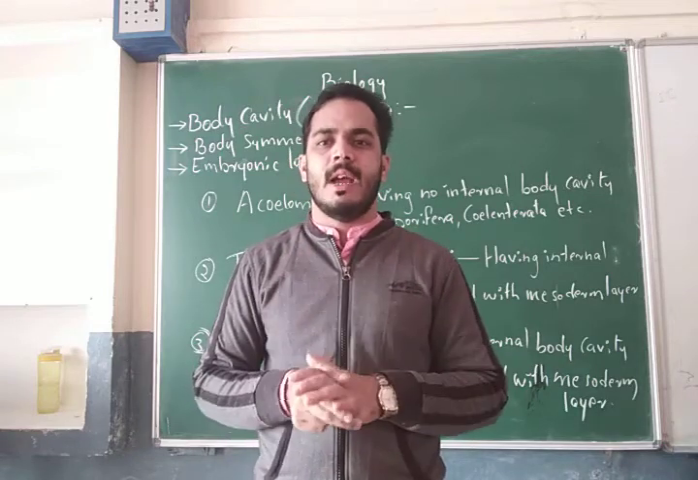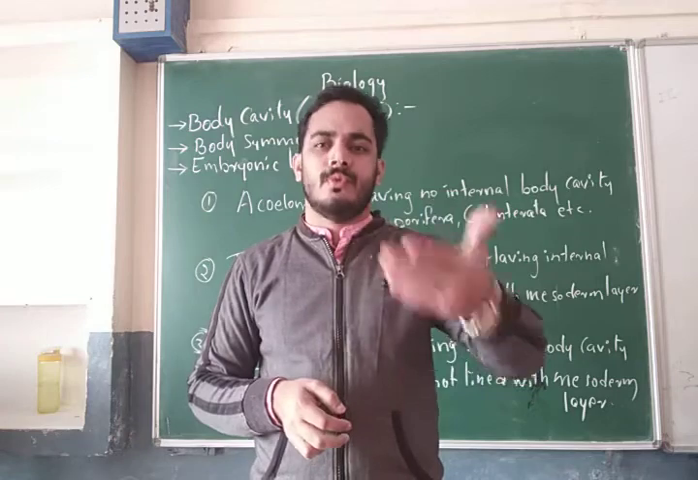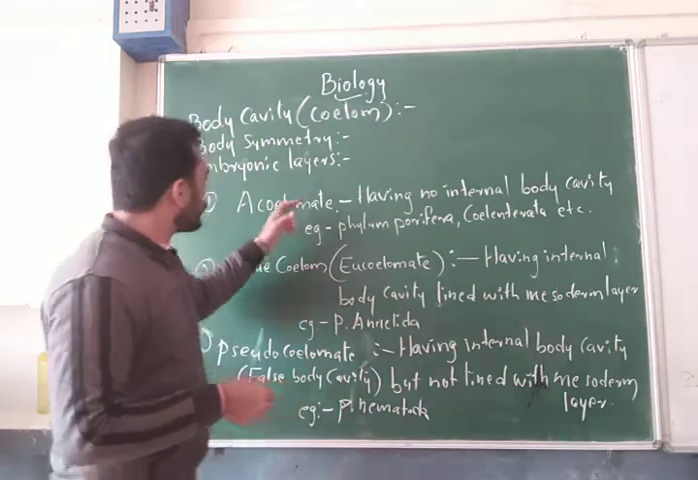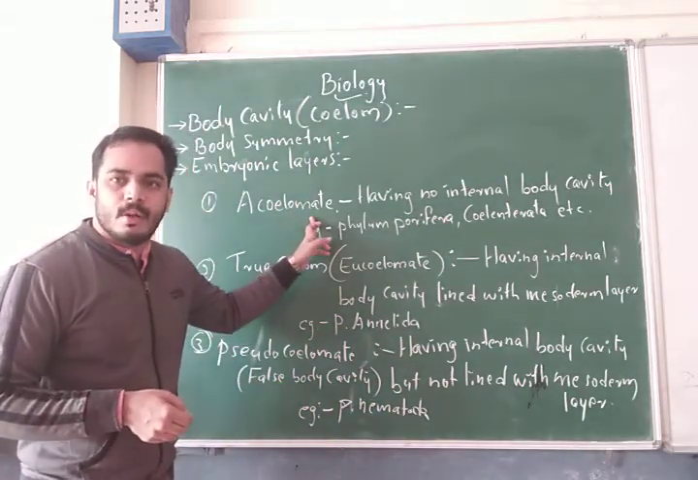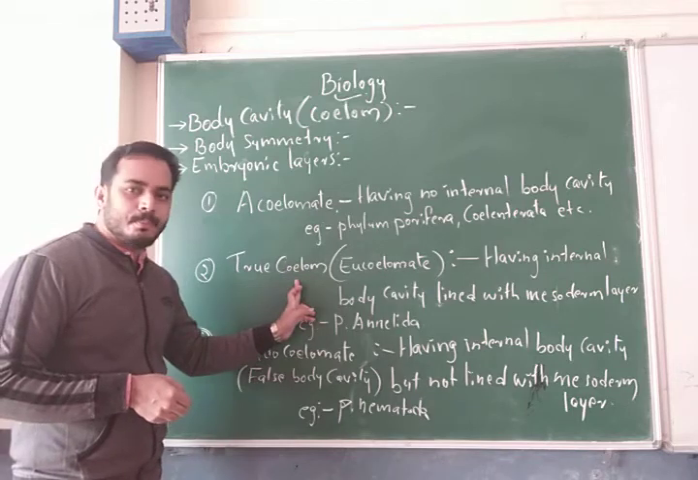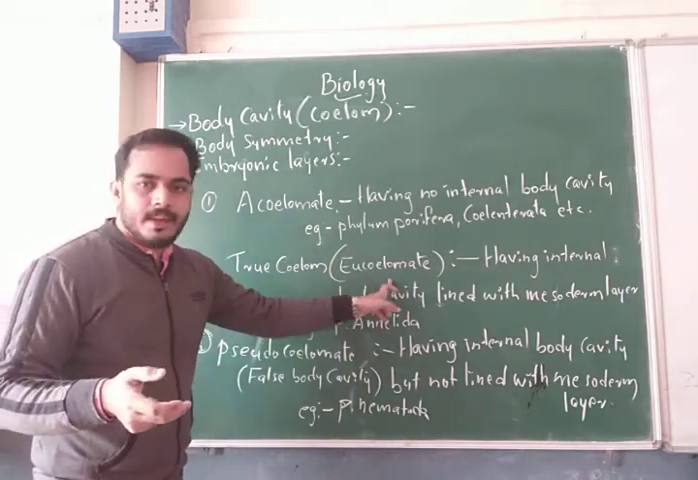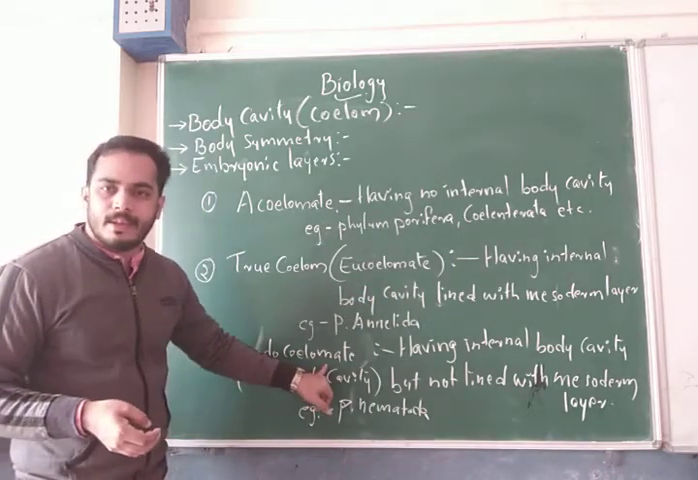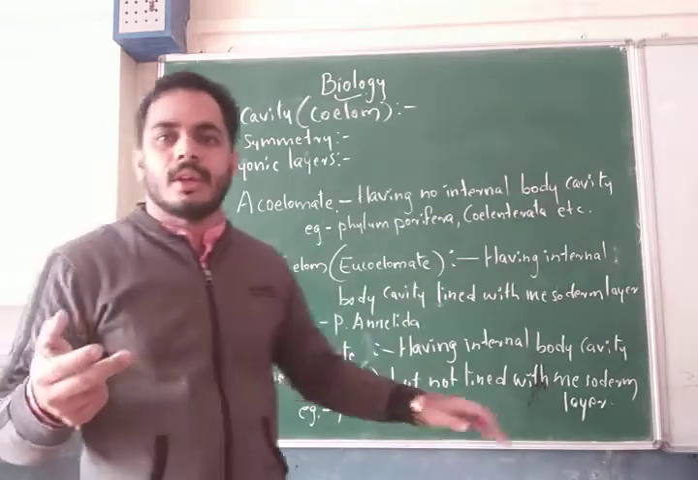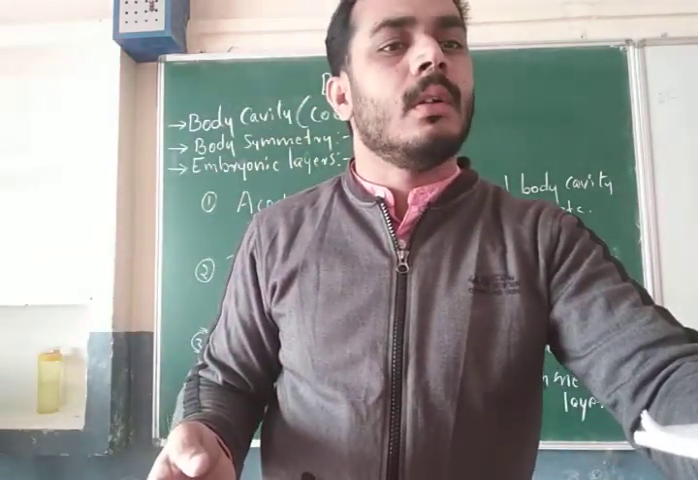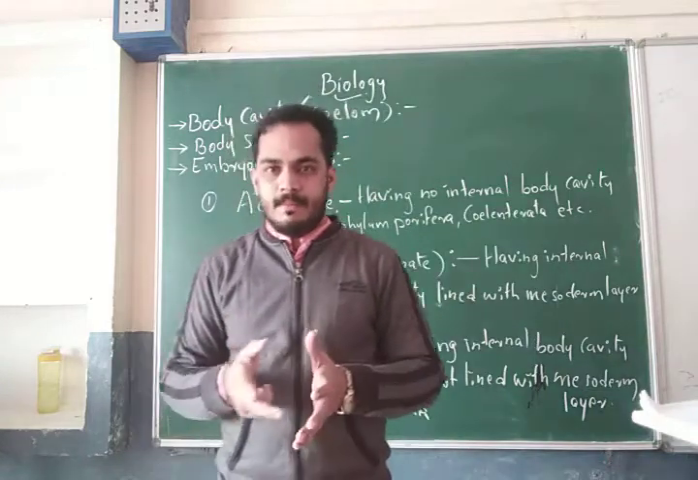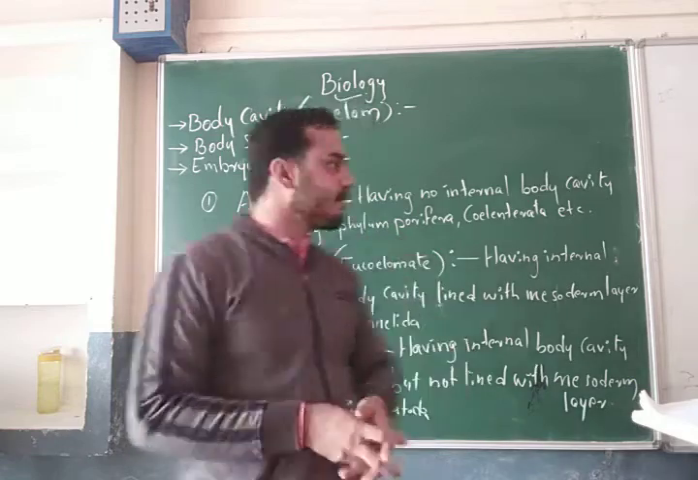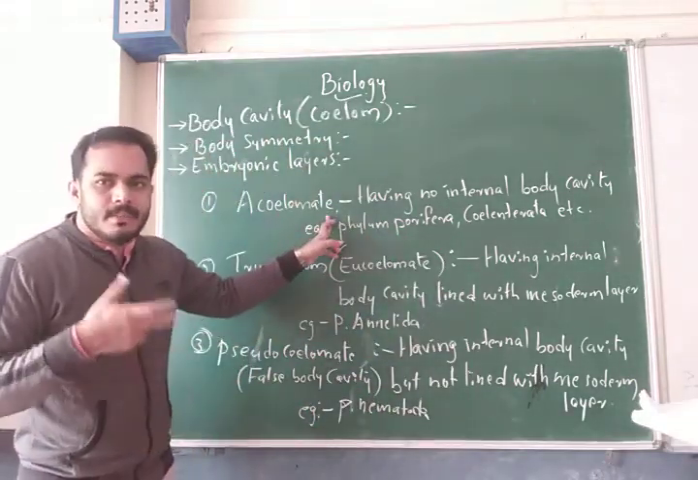According to the body cavity, the organisms are classified into four. The first one, acoelomate, and the second one, true coelom, the other name eucoelomate. The next one, pseudocoelomate. And the last one, hemocoel. There are four types of body cavity. First one, acoelomate. What is meant by acoelomate?